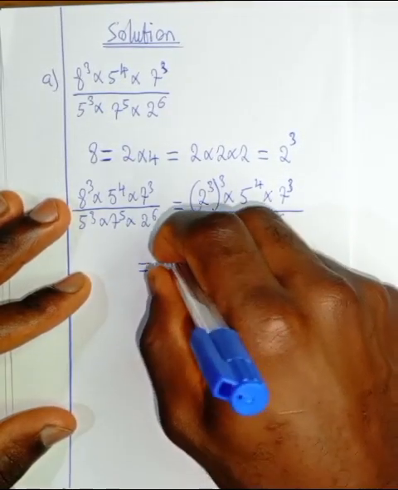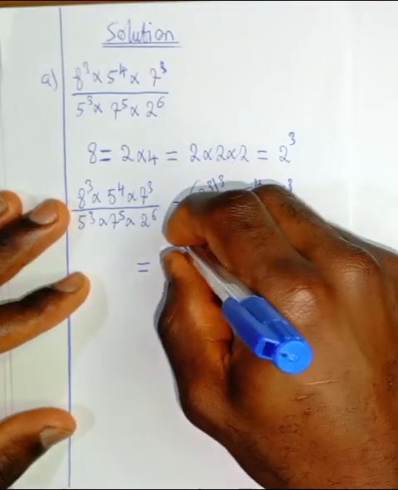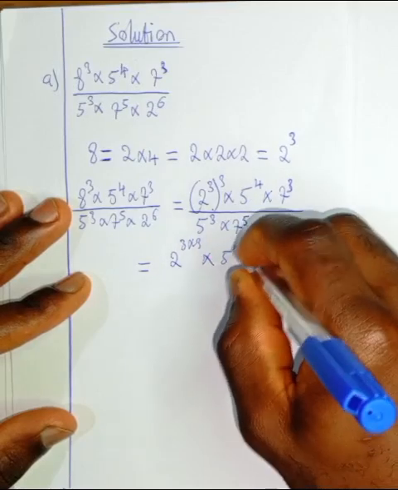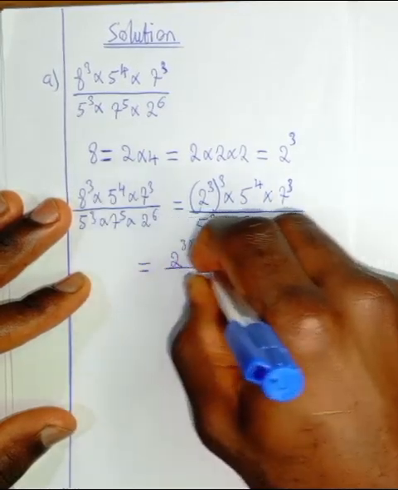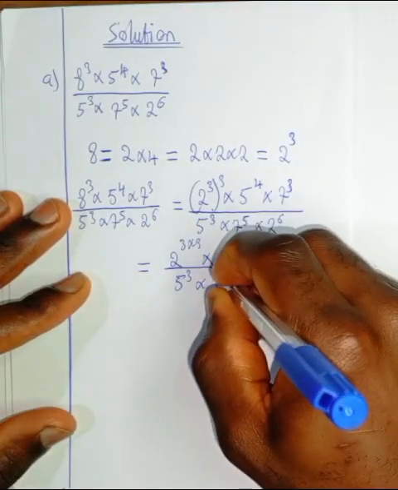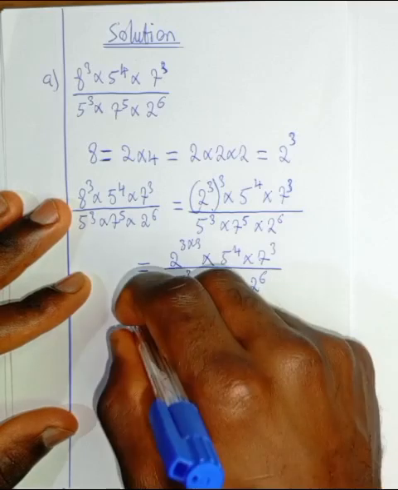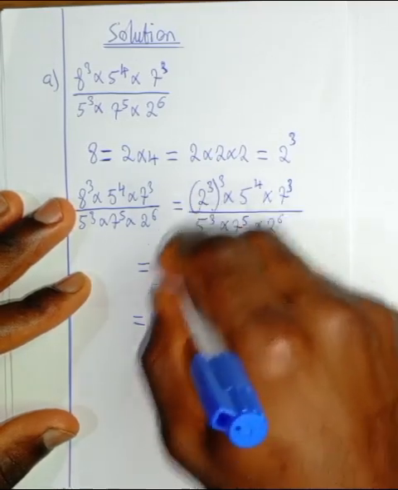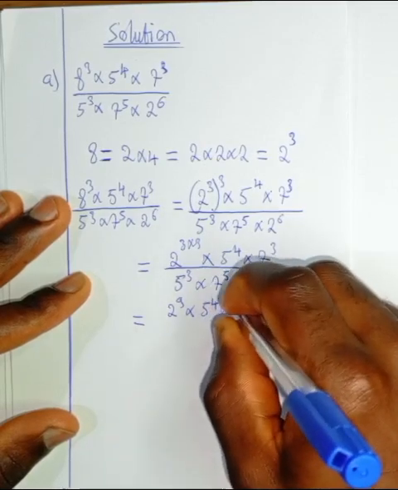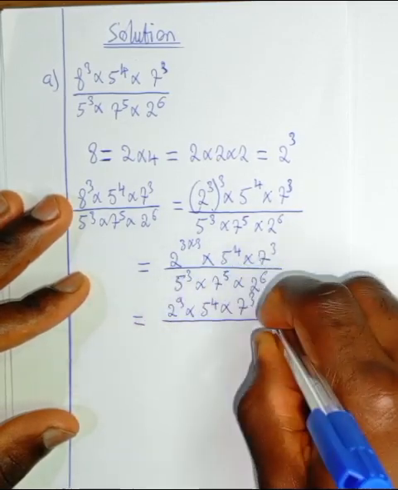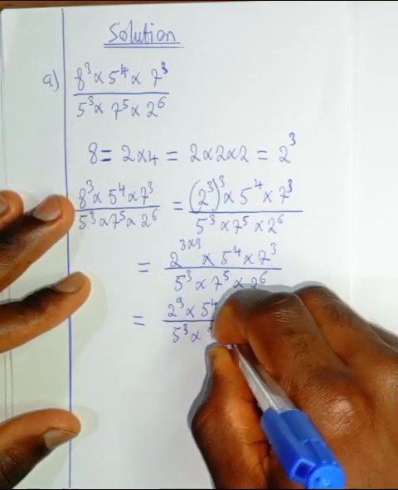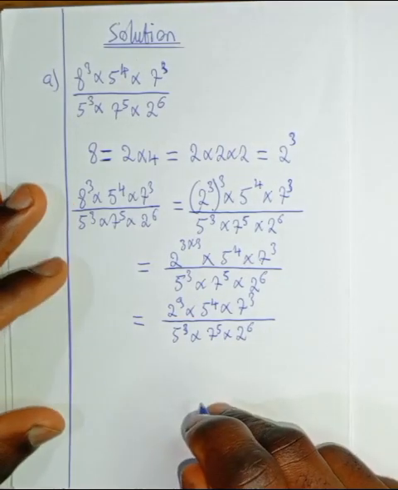This will simply be equal to 2 raised to the power 3 times 3 times 5 raised to the power 4 times 7 raised to the power 3 all over 5 raised to the power 3 times 7 raised to the power 5 times 2 raised to the power 6. And this will give us 2 raised to the power 3 times 3. This gives 9 times 5 raised to the power 4 times 7 raised to the power 3 all over 5 raised to the power 3 times 7 raised to the power 5 times 2 raised to the power 6.